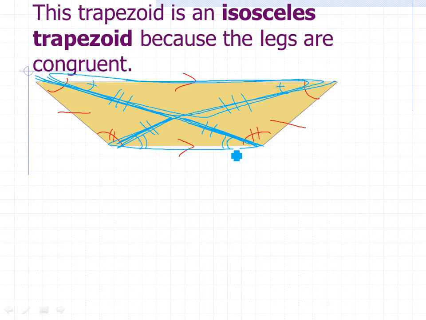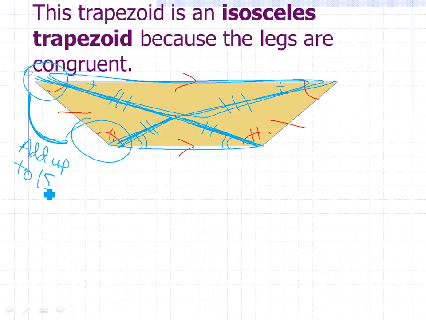Alright, now does that mean we know everything else? Do we know that this angle is congruent to this angle? No. The other thing that we do know, these angles that are consecutive angles, sort of like a parallelogram, guess what has to be true about them? They add up to 180 degrees. You might want to make sure you write that down. That's sort of important about a trapezoid. That works for all trapezoids, not just an isosceles trapezoid.